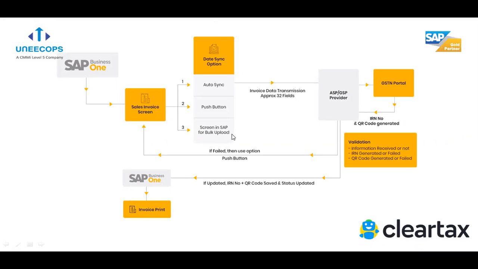The fields which are mandatory for generating an e-invoice will be pushed to the ASP GSP provider, which in our case is ClearTax. It will hit the GSTN portal and generate the IRN number and QR code. Once it is generated successfully, it will bring the data back to my SAP screen on the invoice fields, and the IRN number and the QR code will be there. Once I take the printout, it will have the QR code and the IRN number placed on it. Just in case it fails for any reason, the failure reason will also be captured in my sales invoice screen. So now I will take you to my SAP screen and show you the solution.